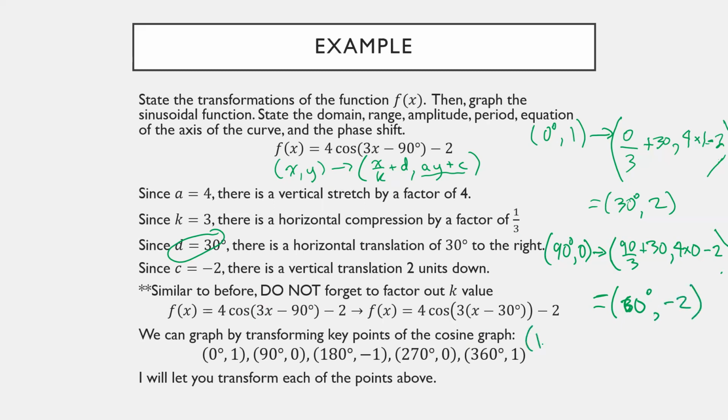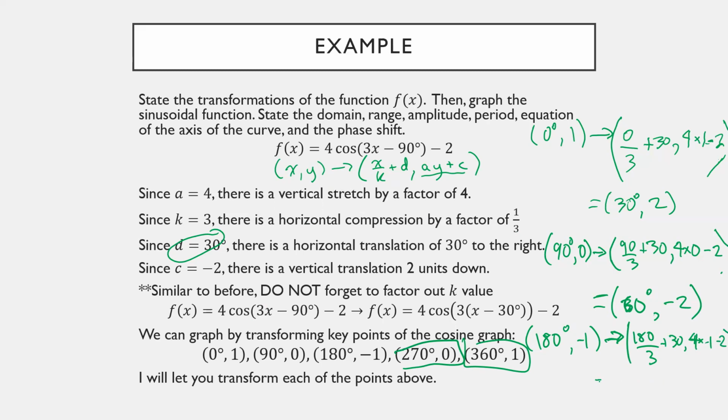And let's maybe do just one more, because I think you kind of see how to do this. And again, I'll let you just transform these last two here. And I will give you the answer anyway, so you can always spot it. So we have 180 degrees divided by 3 plus 30. And then we have 4 times -1 minus 2.